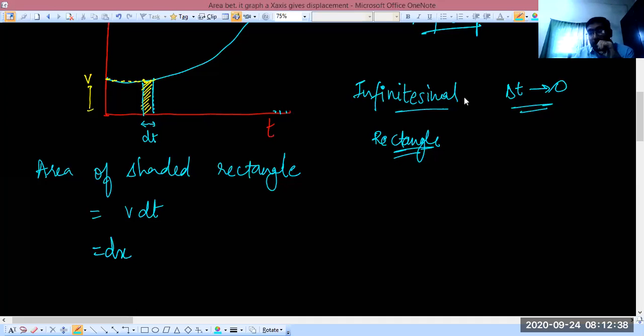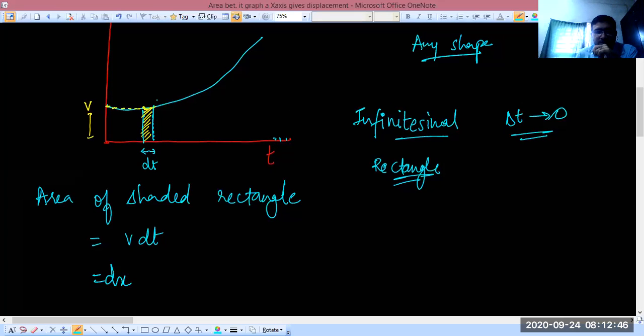Okay, so what we have found is that if we take a small area between this graph and the x-axis, what we get is a small displacement. So now suppose I want to find the displacement between time t1 and, let's say, t2.